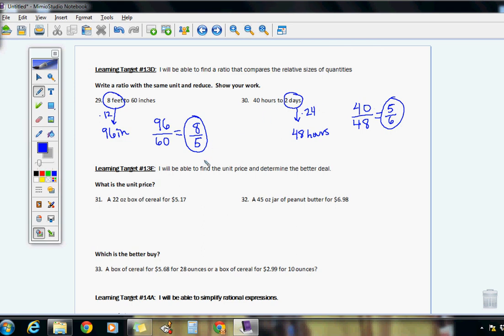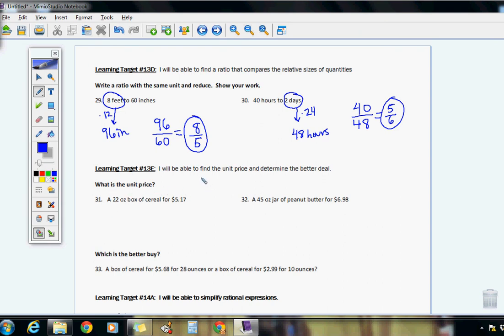Okay, so here's the deal. We're going to look at unit price. When you go to the store, you're paying $5.17 for a box of cereal. That's great, but is it great? Like, is there 100 ounces, 2 ounces, 22 ounces? That's going to depend on whether you're getting a good deal.